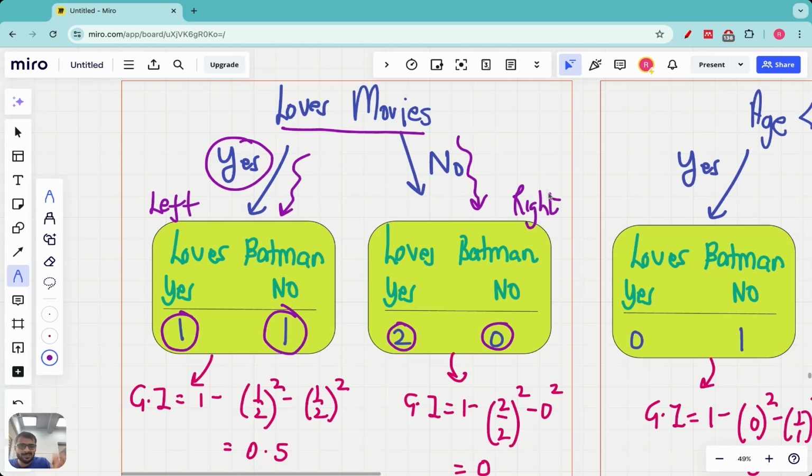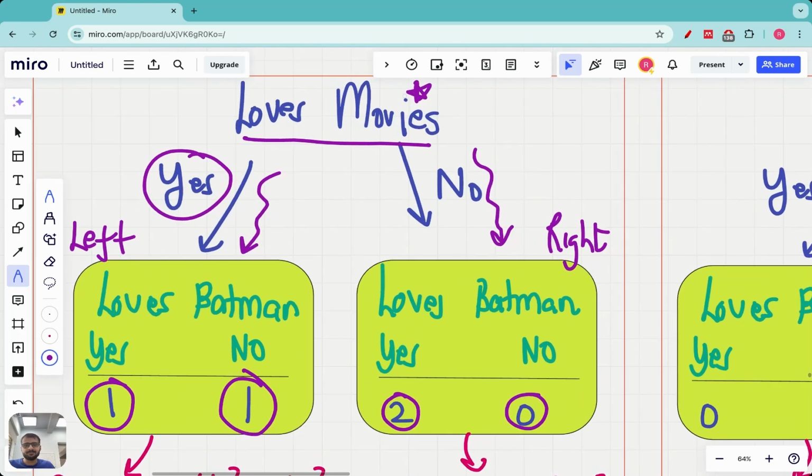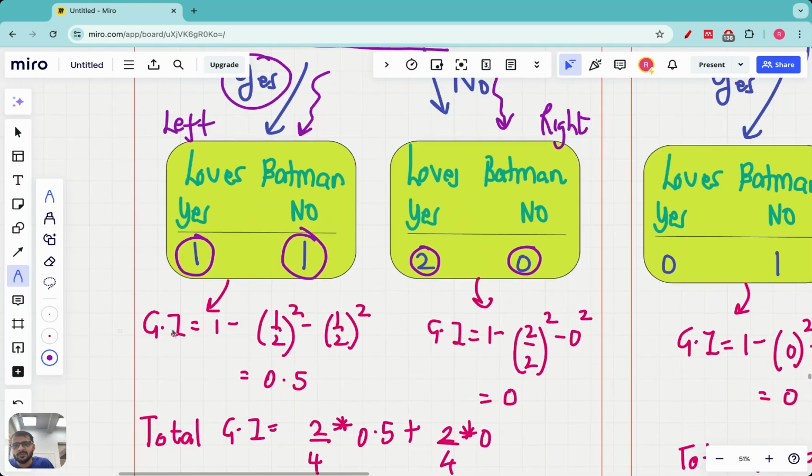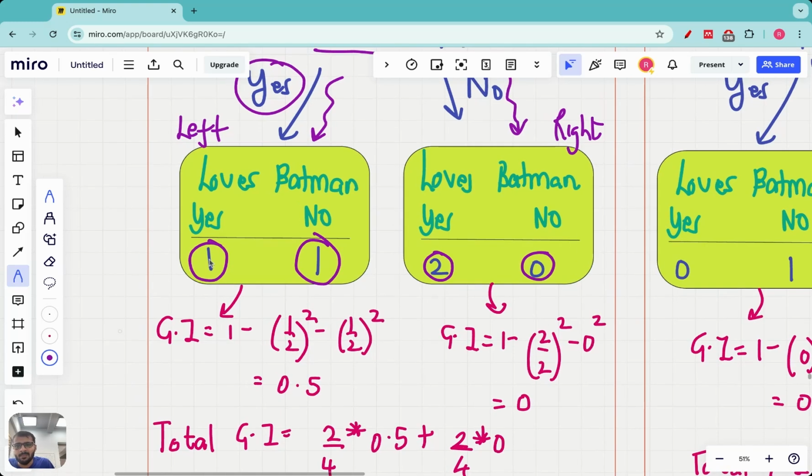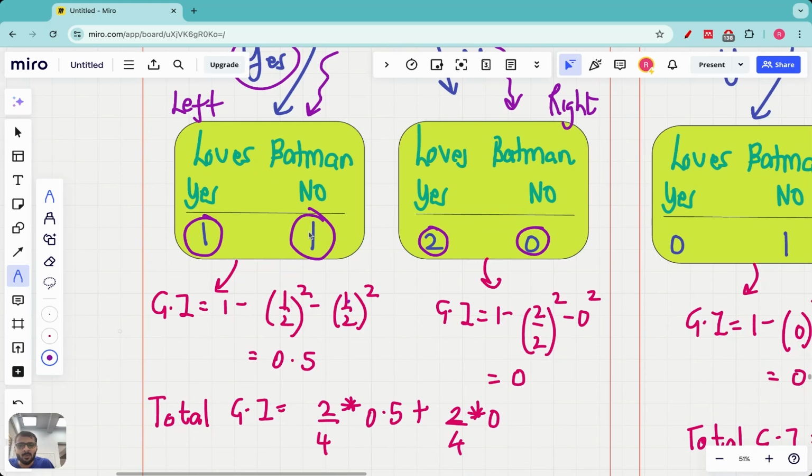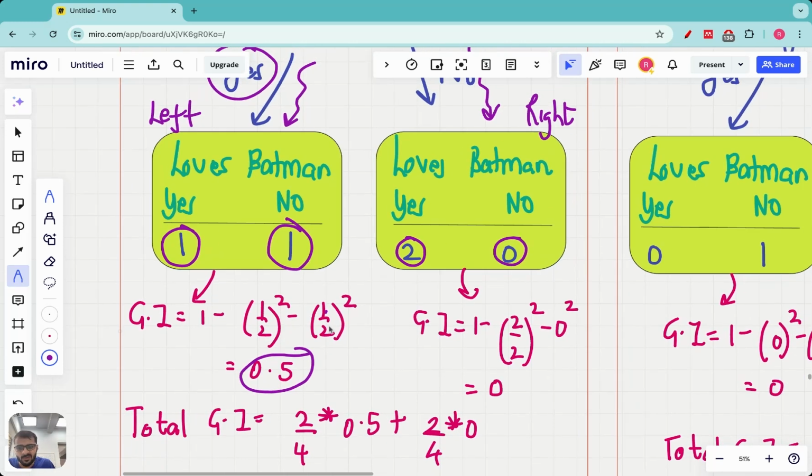To compute the total Gini impurity for the loves movies question, we'll compute the Gini impurity of the left leaf and the right leaf and then do a weighted sum. So the Gini impurity of the left leaf is 1 minus the probability of yes whole square minus the probability of no whole square. The probability of yes is just 1 divided by the total number, which is 1 by 2, and the probability of no is also 1 divided by the total number of people here, which is 2, so 1 by 2. So the Gini impurity of the left leaf will be 1 minus 1 by 2 whole square minus 1 by 2 whole square, that will be 0.5.